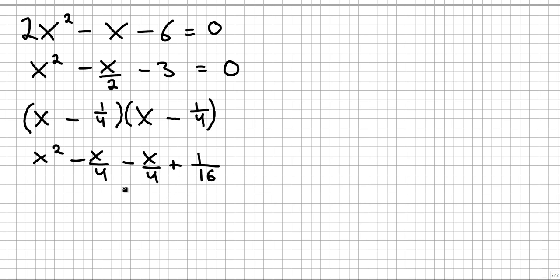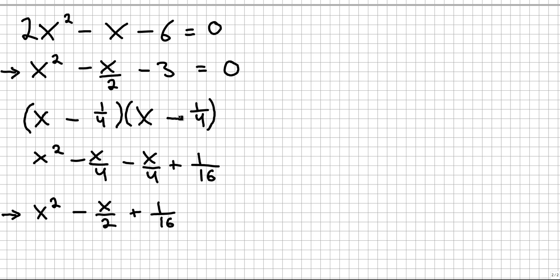Let's simplify this a little bit. X to the power of 2 minus a fourth of an x, and a fourth of an x is half an x, so minus x over 2 plus 1 over 16. Now compare this one to this one. The first x squared term is the same, the second one minus x over 2 is the same. The only thing that is different is the number.